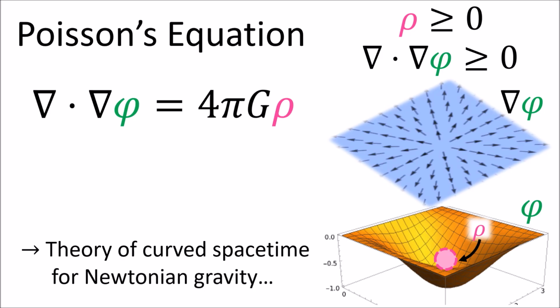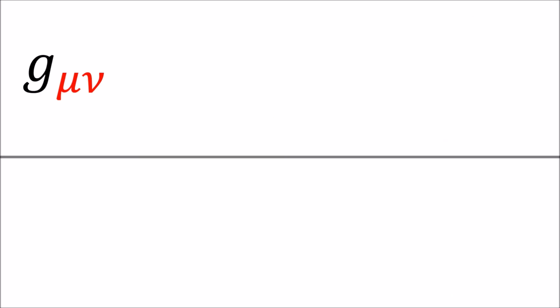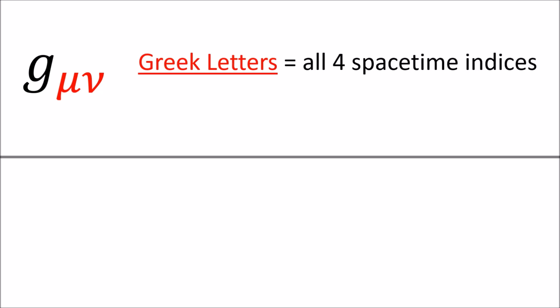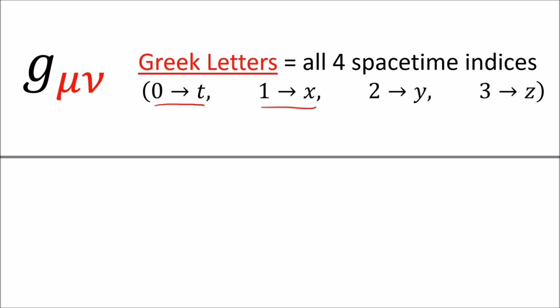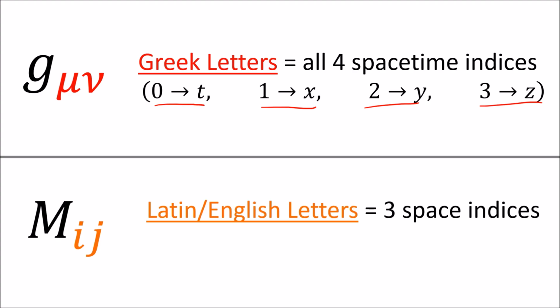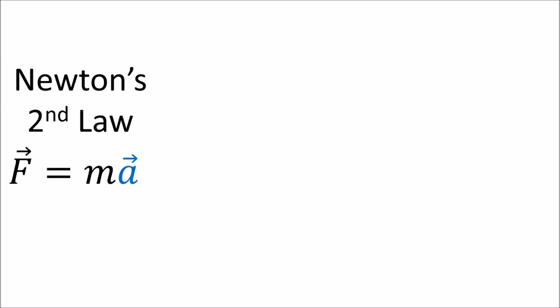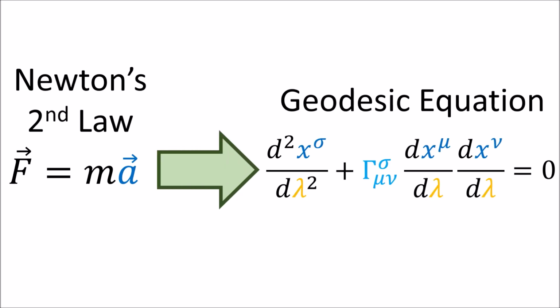spacetime for Newtonian gravity. Now, I'm going to use a common standard in relativity where tensor indices that are Greek letters refer to all four spacetime coordinates, 0 for time and 1, 2, 3 for x, y, z. But tensor indices that are Latin or English letters will only refer to space coordinates, 1, 2, 3 or x, y, z. We're going to start with Newton's second law, F equals ma, and find that it leads to a kind of geodesic equation for the case of a gravitational force.